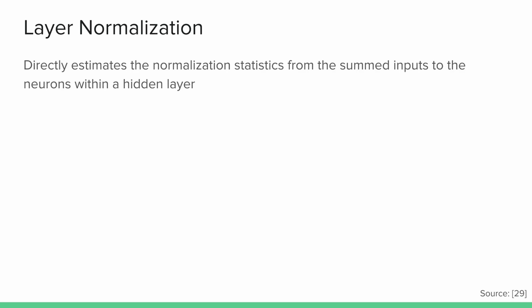One thing I would like to point out here is that batch normalization isn't the only way to stabilize the gradient. Layer normalization is a popular alternative to batch normalization. And how it works is that it directly estimates the normalization statistics that we've seen before from the summed inputs to the neurons within a hidden layer. What that means is, let me visualize this for you.